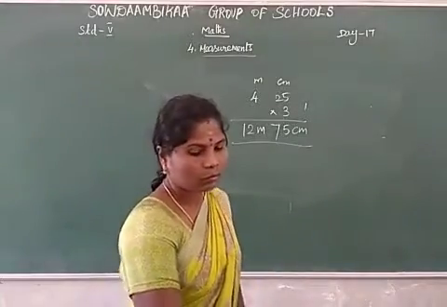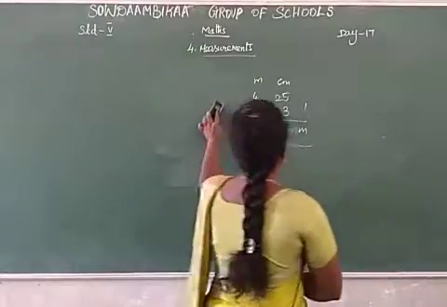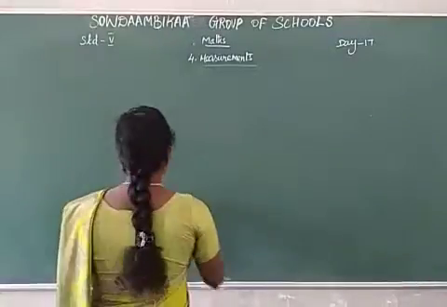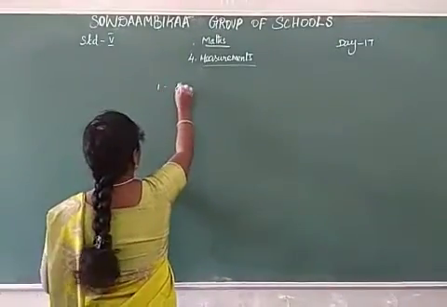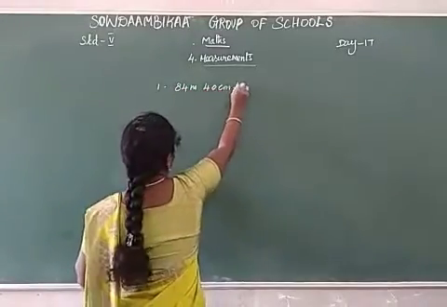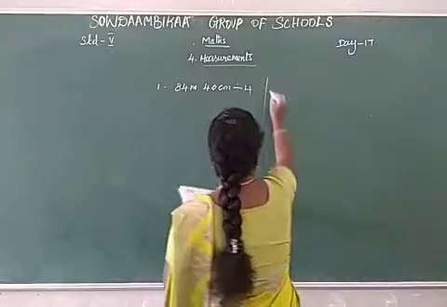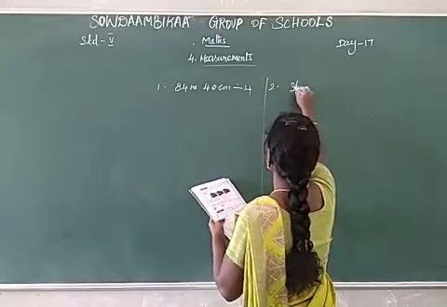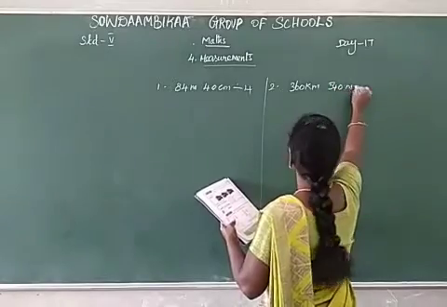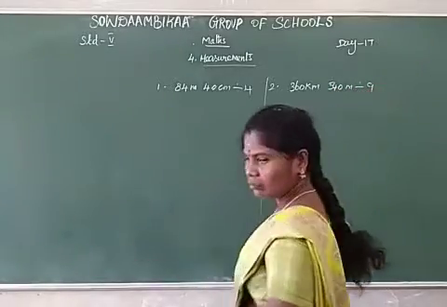Next, division. Take page number 17. The first sum: 84 meter 40 centimeter divided by 4. The second sum: 360 kilometer 540 meter divided by 9.